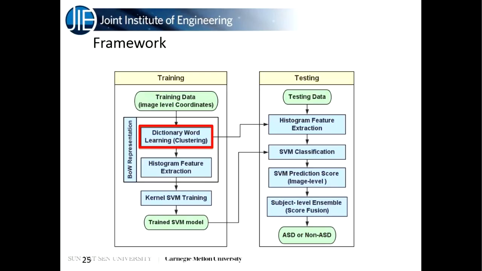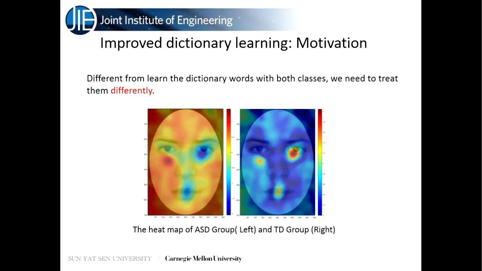We have currently also made a little bit of improvement. Basically, we try to not just do the k-means clustering. Here we try to improve the dictionary learning by using the discriminative information.